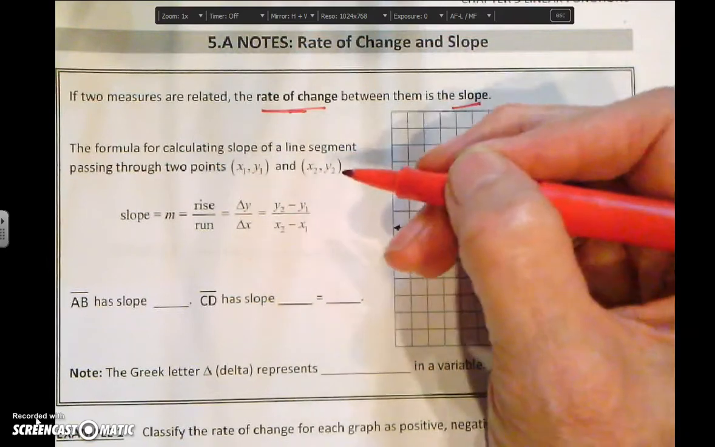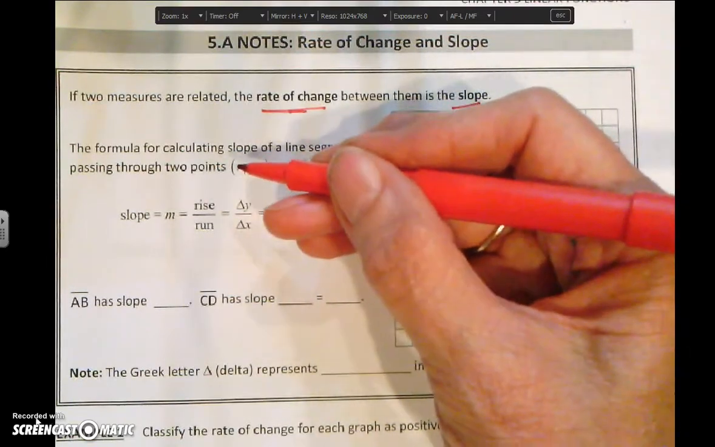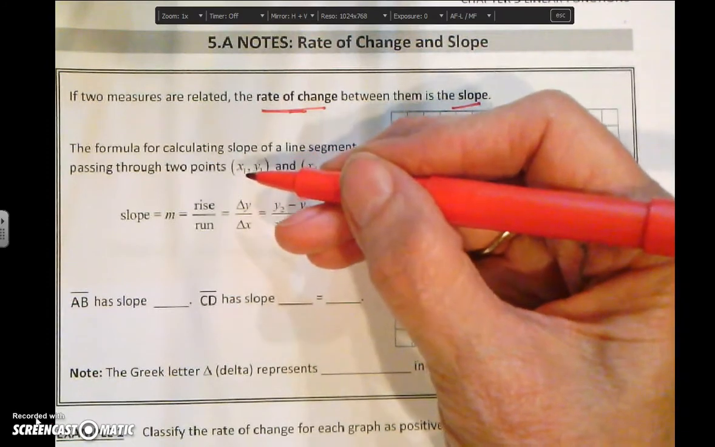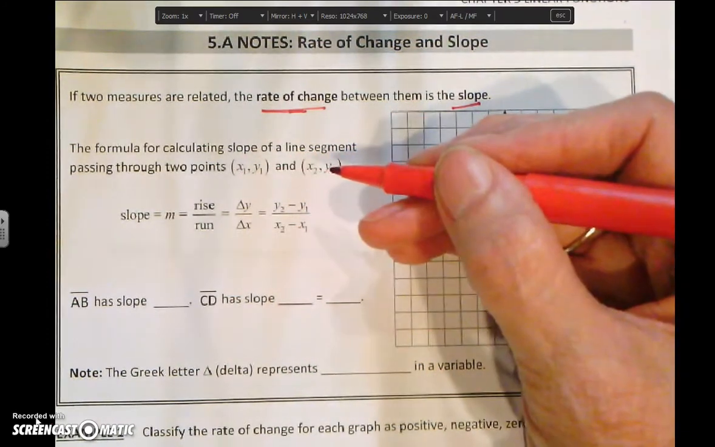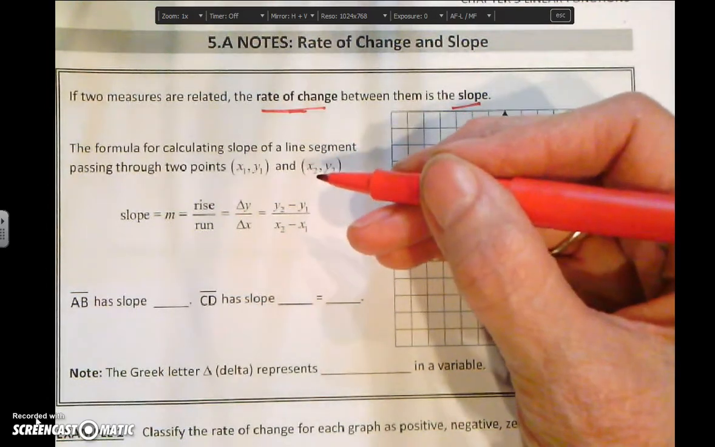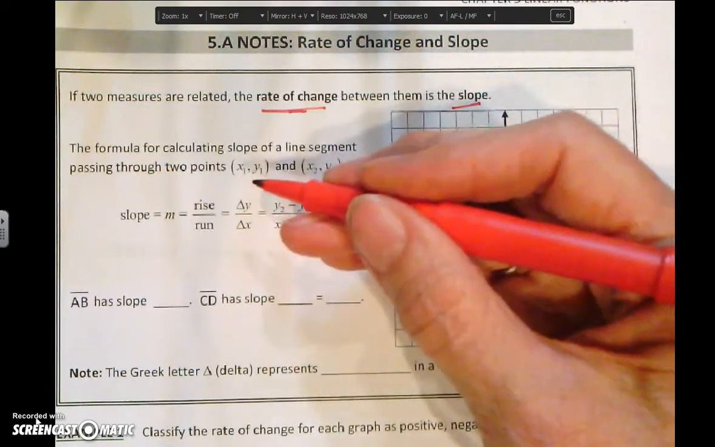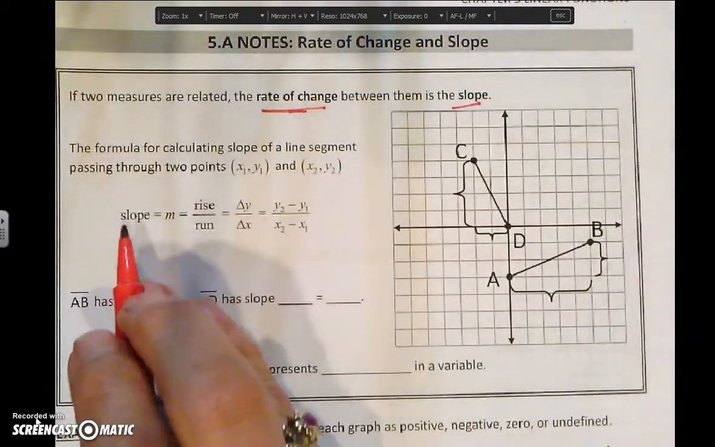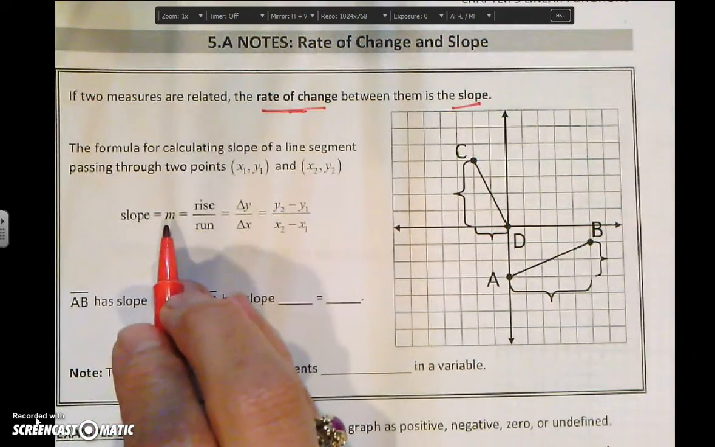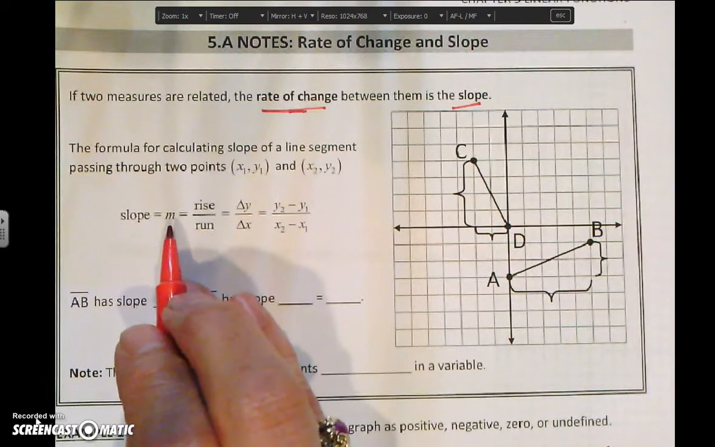To differentiate between the two of them, we call the coordinates of the first one x sub 1, y sub 1, and the coordinates of the second one are x sub 2 and y sub 2. That way we know that they're different from each other. Slope is always referred to with a variable m. So if you ever see an m, it typically refers to the slope.